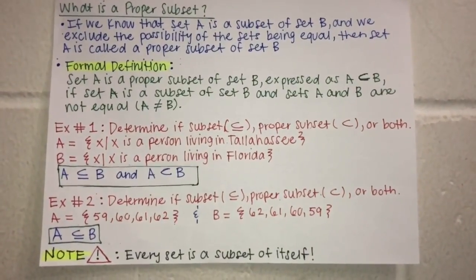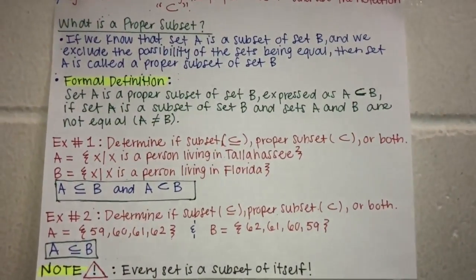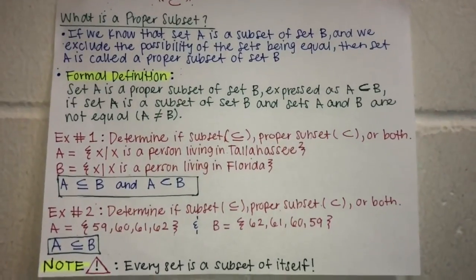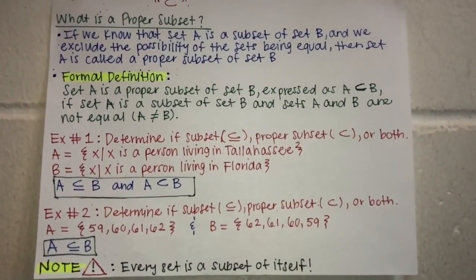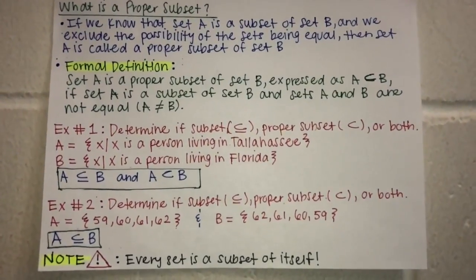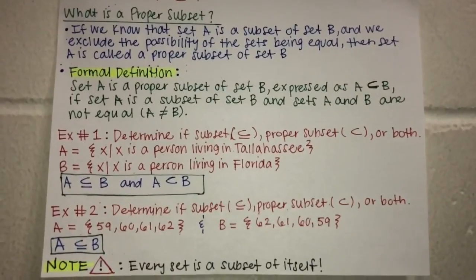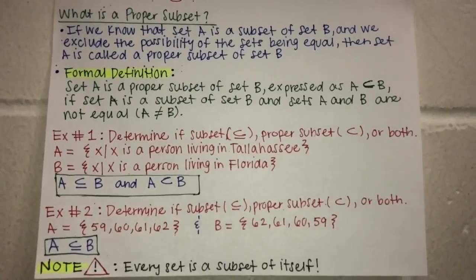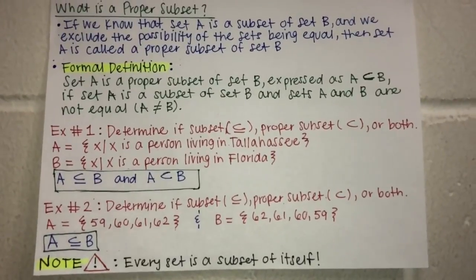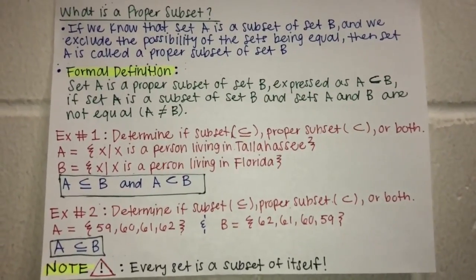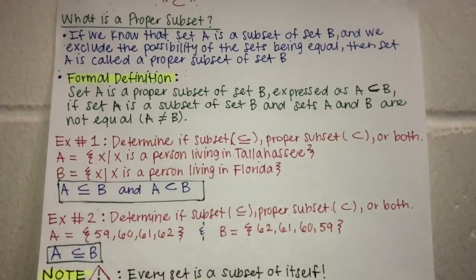In example 1, determine if the following set is a subset, a proper subset, or both. Set A is such that x is a person living in Tallahassee. Set B is such that x is a person living in Florida. The answer is A is a subset of B because all the elements in A are also included in the set B. And also, A is a proper subset of B because the two sets are not equal.